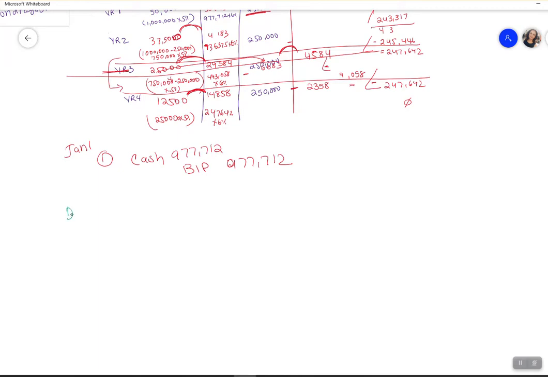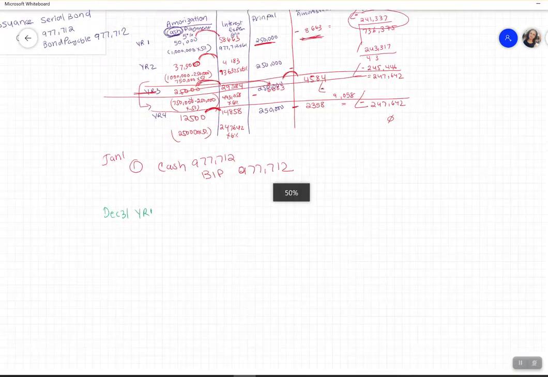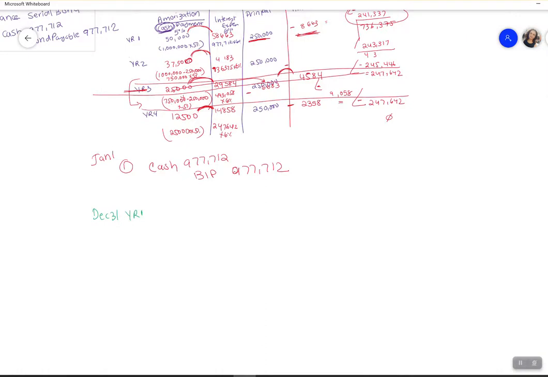Now my next entry is on December 31st, and it is year one. You could do it in different entries. I'm going to show you how each entry is going to be done, to make it a little bit easy for you to navigate. First, we're going to make a payment for the interest. You can give them one check, but I'm going to show you.